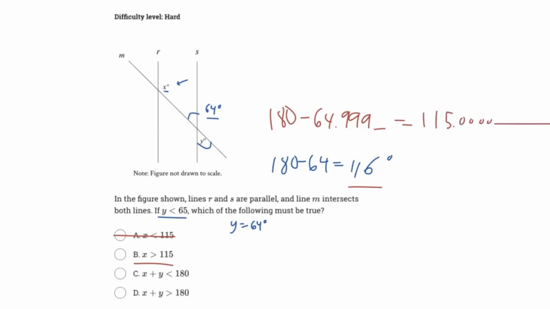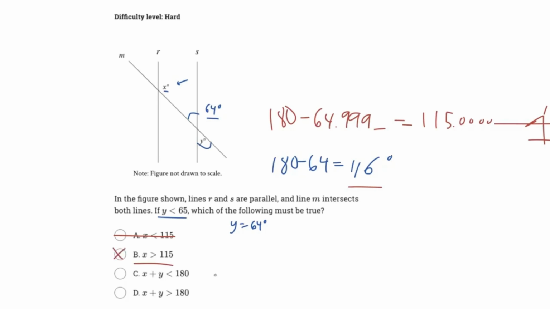115.0000, etc., 1, right? That's messy, but you get the point. So basically, we can't ever go underneath 115 degrees for x if y is less than 65. Therefore, B is our answer, but let's just check the other answers to be sure.